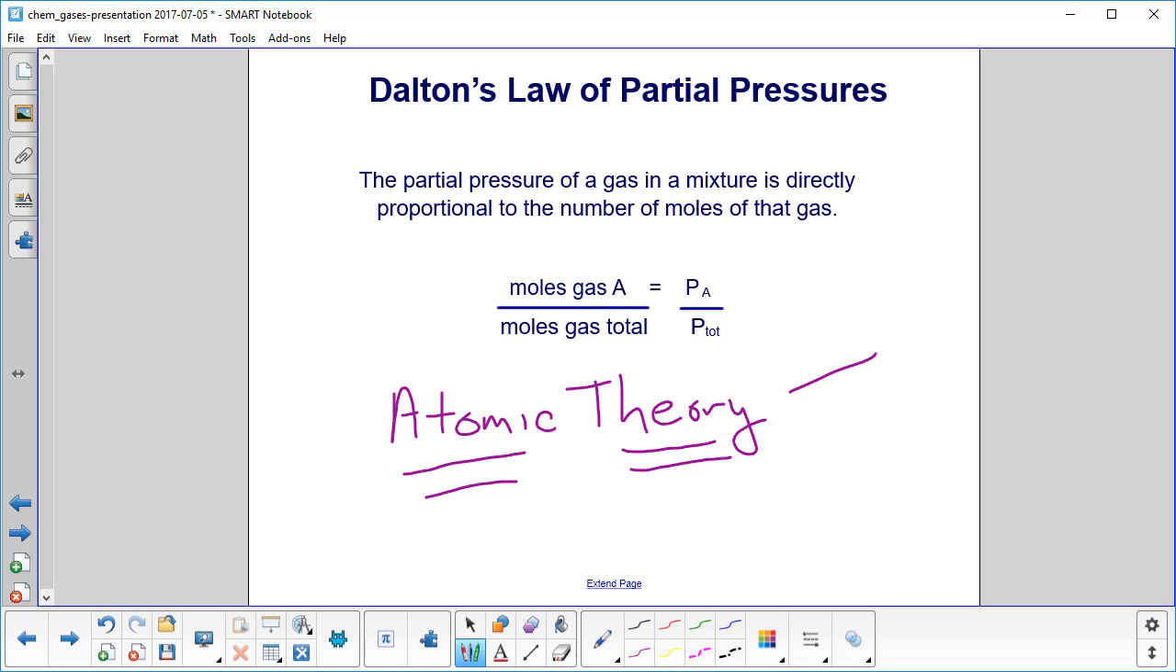So check this out. Just search for it. Wikipedia has a very good article on Dalton's atomic theory. And again, this was covered in physics, but it's also good to look at it again. So let's go to the law of partial pressures.